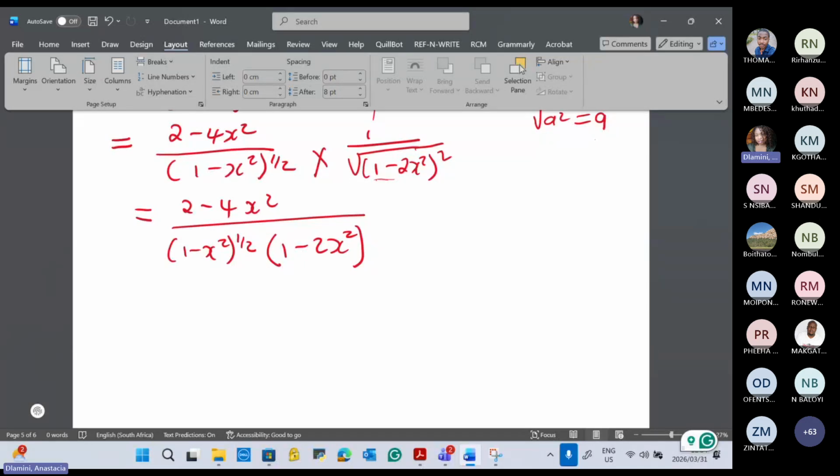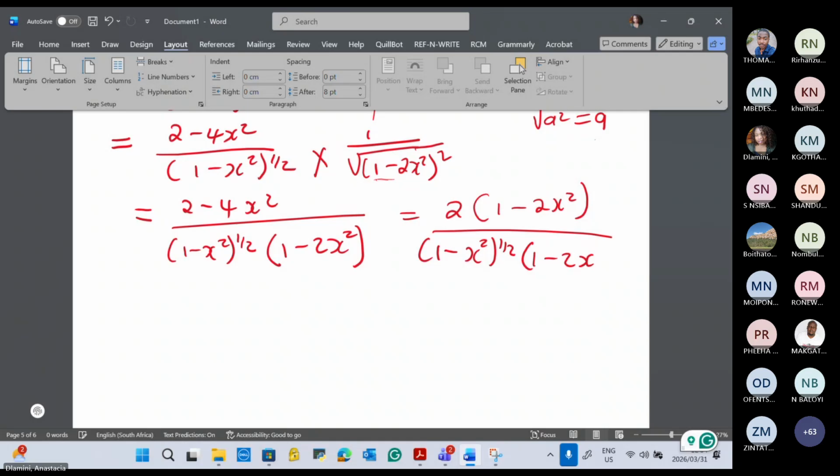Where can we simplify further? At the numerator, we can take out the common factor, which is 2, which will give us 2 bracket (1 minus 2x squared), and then at the top and at the bottom. Well done. We don't cancel, they divide. This divided by that is 1. So this equals 2 over (1 minus x squared) to the power of 1 over 2.